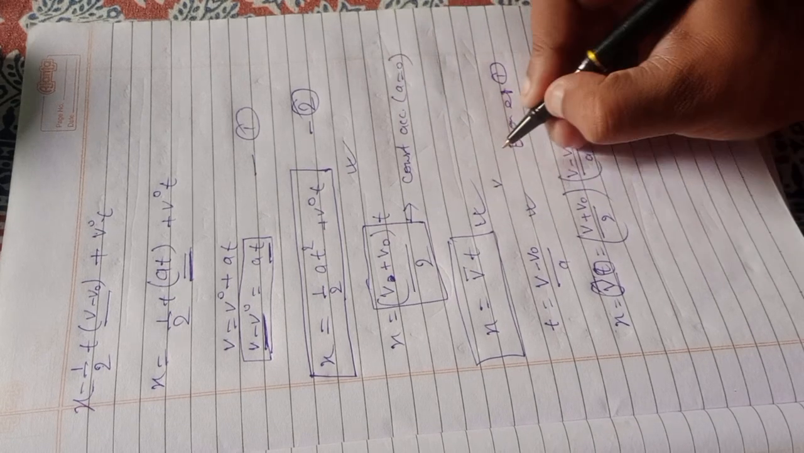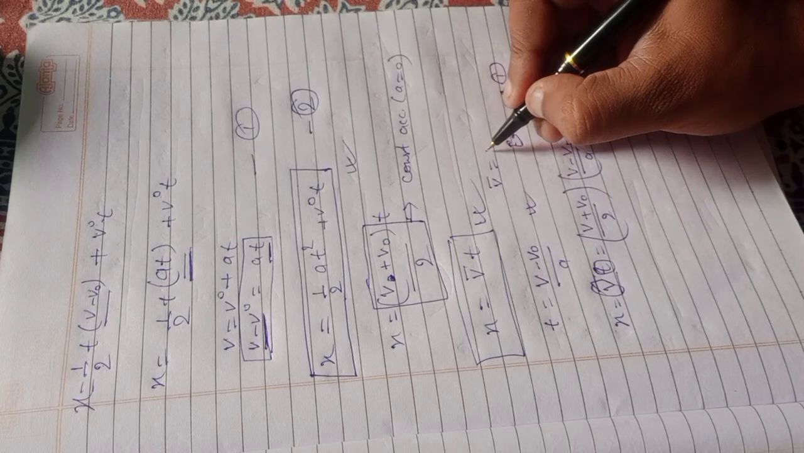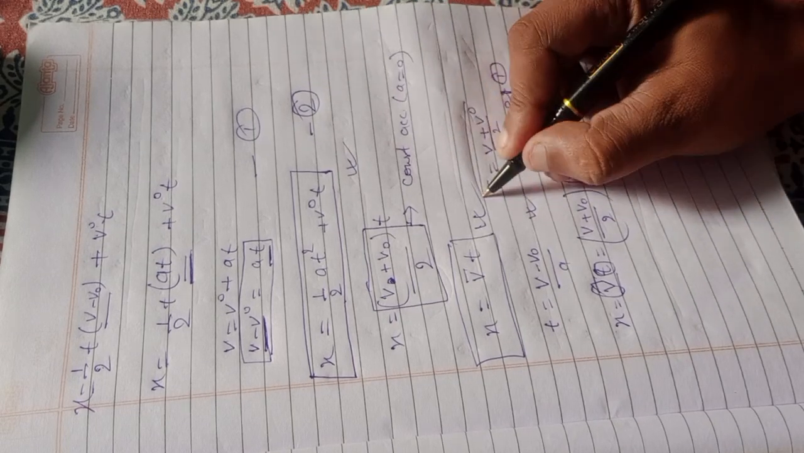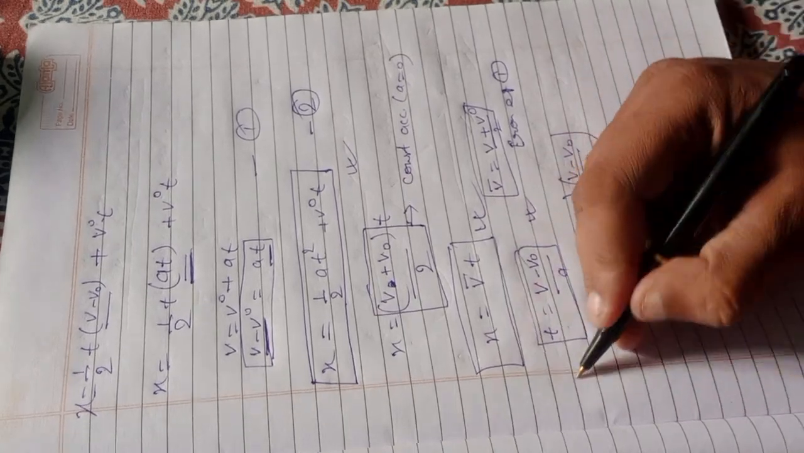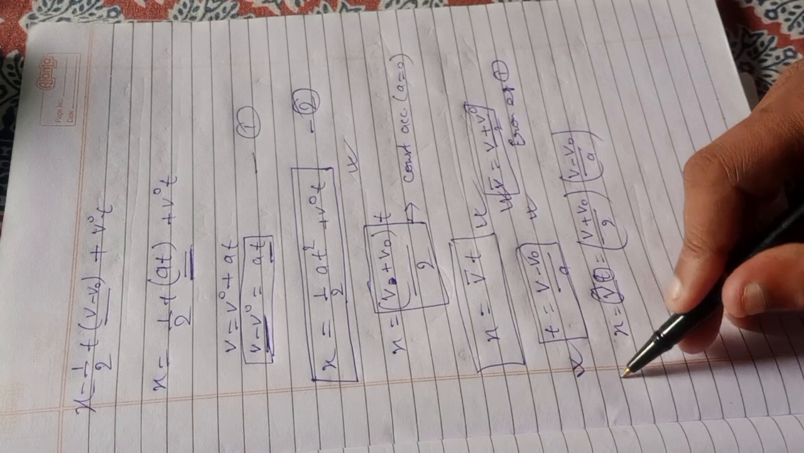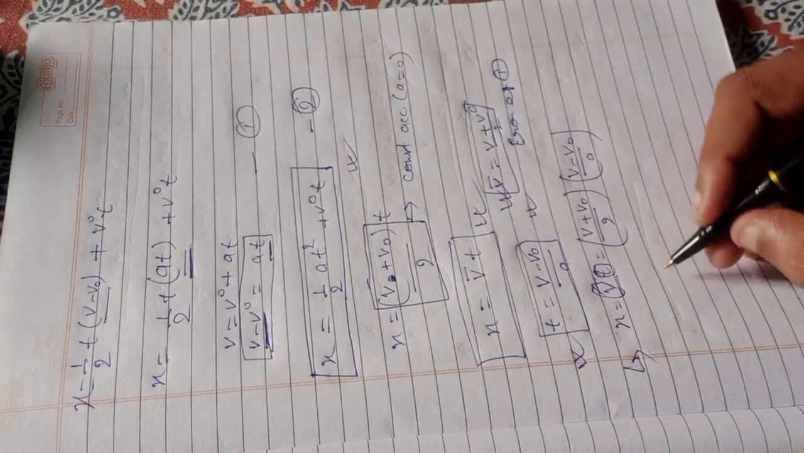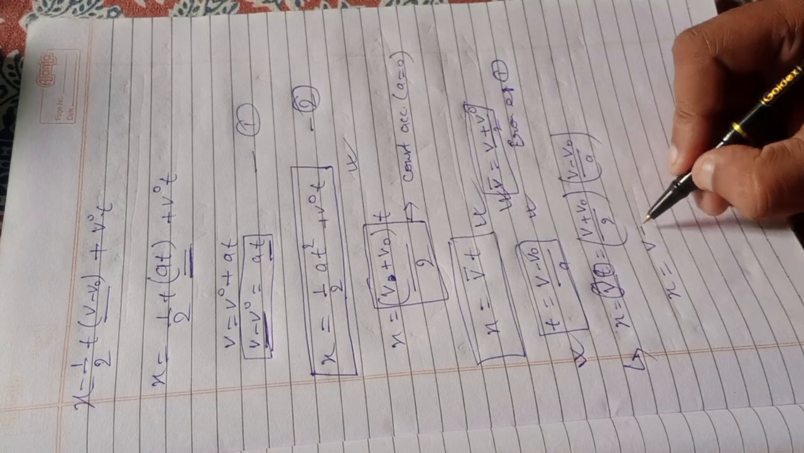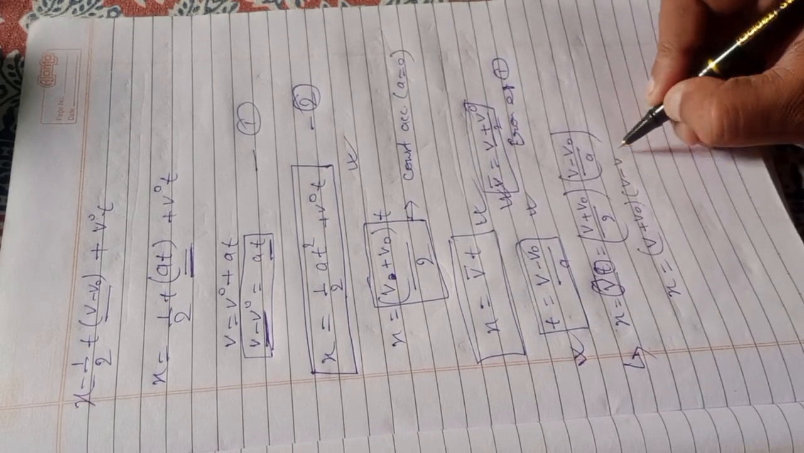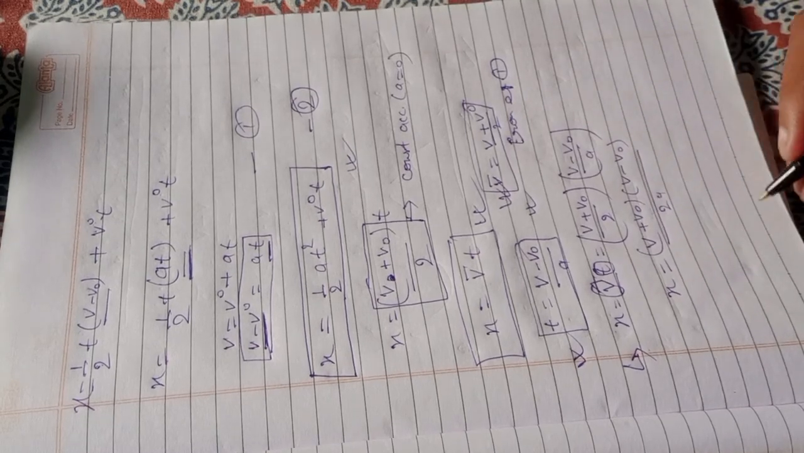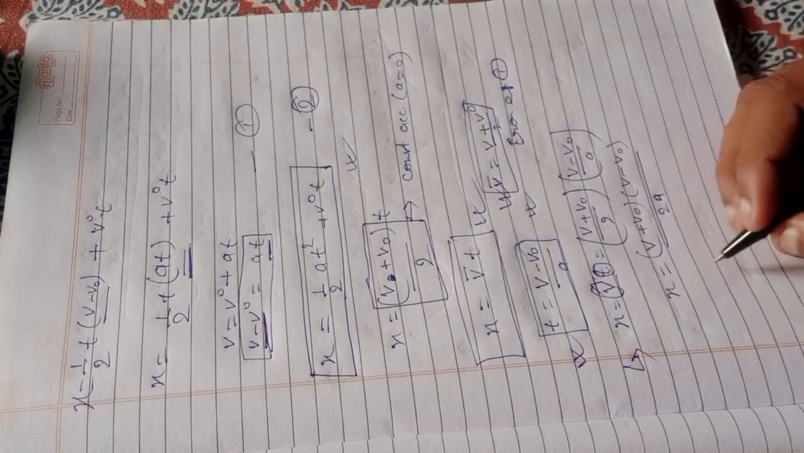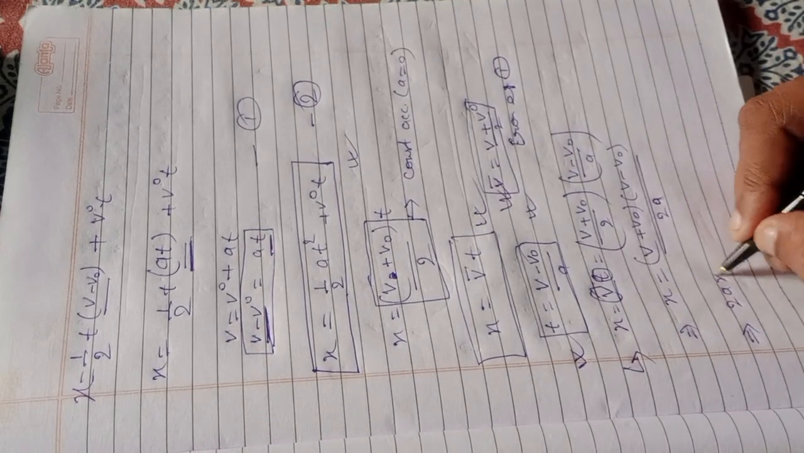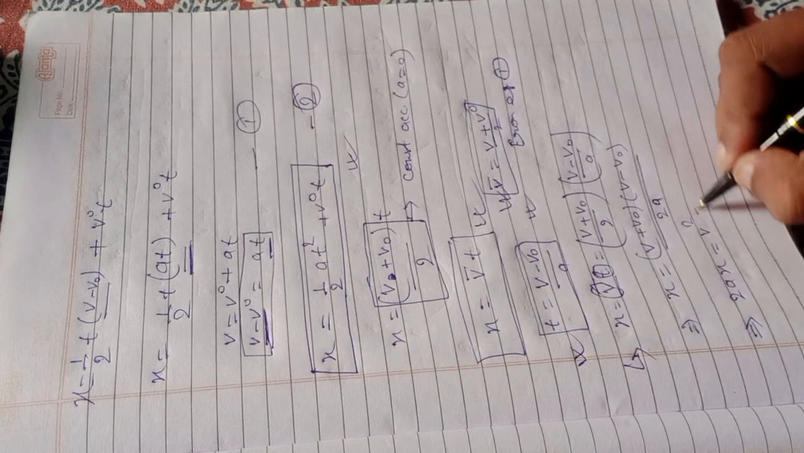Yes or no? Here v dash equals v plus v naught by 2. This is what we have. We have just used these two right here. Okay, now if you further simplify it, x equals v plus v naught times v minus v naught by 2a, right? Now if you further simplify it, you get 2ax equals v square minus v naught square.